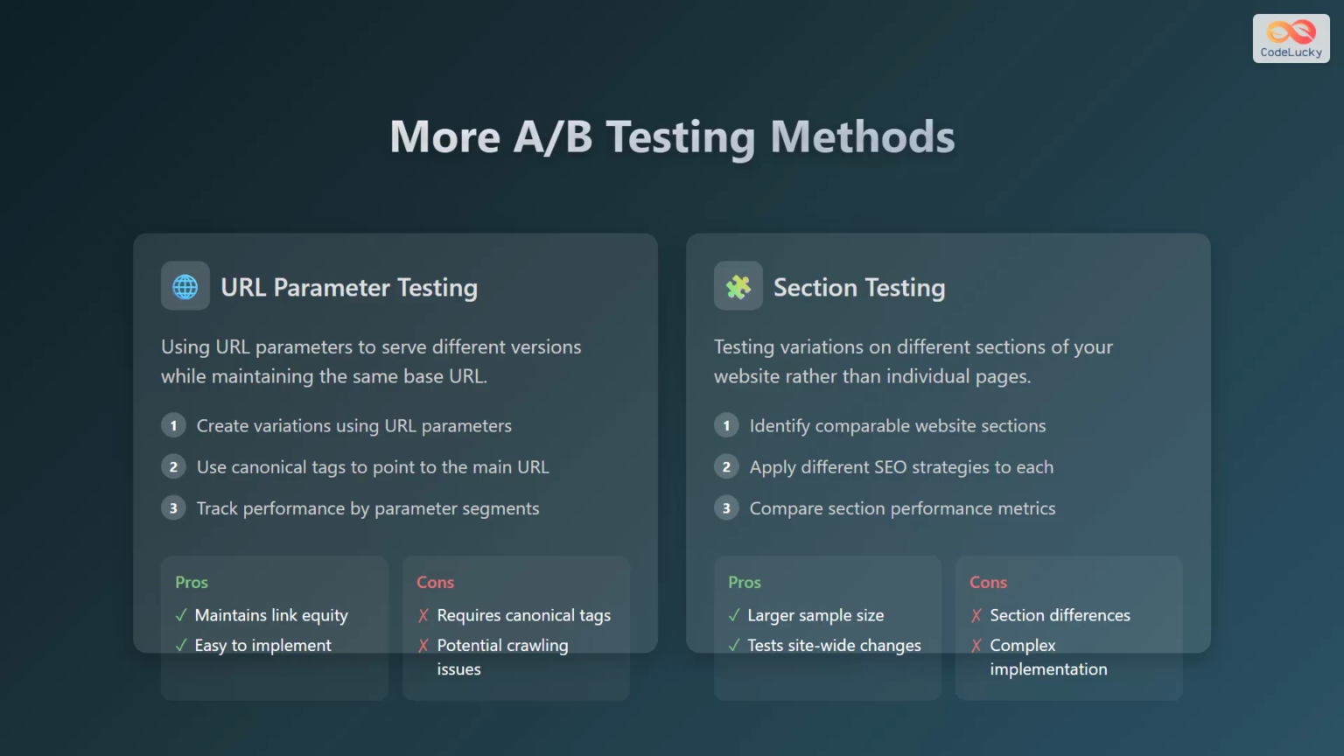Then there is section testing, which tests variations on different sections of your website rather than individual pages. First, you'll identify comparable website sections. Then, you'll apply different SEO strategies to each section and compare their performance metrics. Section testing provides a larger sample size and allows you to test site-wide changes. Keep in mind that it can be affected by differences between sections and can be complex to implement.